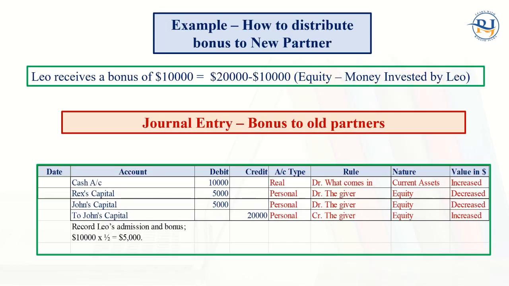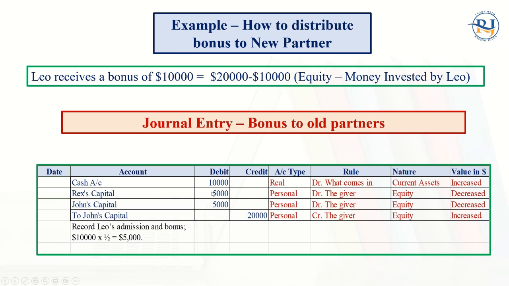So look at this. What will be the result of this transaction? Leo receives a bonus. Leo is a new partner coming in. Leo has received a bonus of $10,000. How? 20,000 capital he got minus the 10,000 he invested, so the extra money is $10,000 that he has received. In this case, the $10,000 has come into the business because Leo has brought it, and the capital is increased here. So here it should not be John, but Leo. It's wrongly written here as John, but it should be Leo. To Leo's capital, it should be 20,000, right?